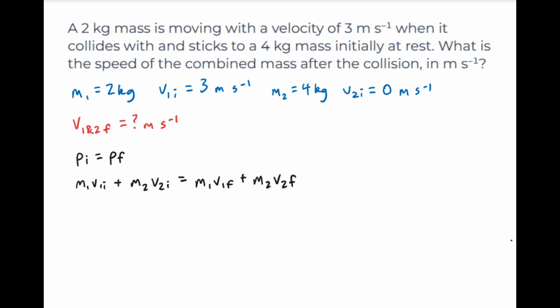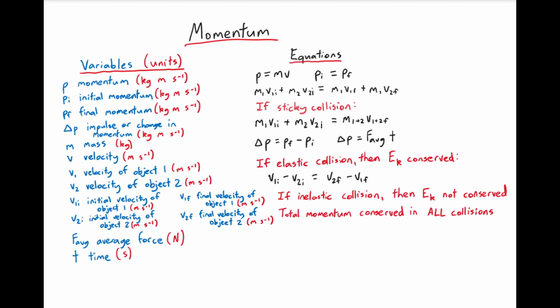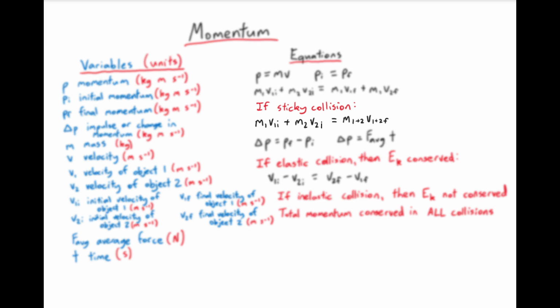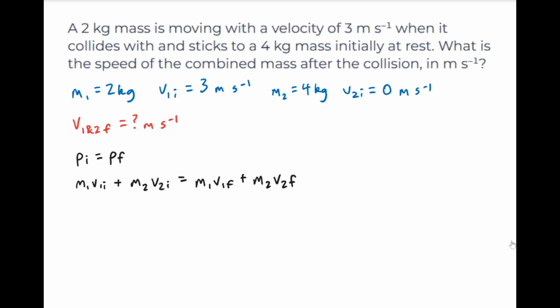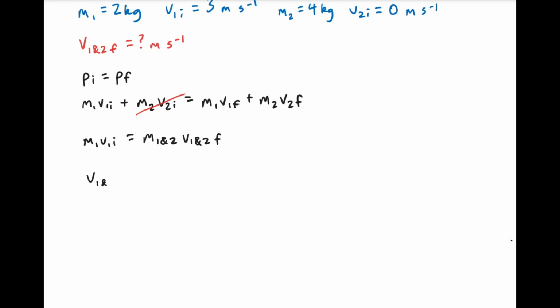In this example, this is a sticky collision where the 2 objects stick together, so we can rewrite it as m1 v1 initial plus m2 v2 initial equals m1 and 2 times v1 and 2 final. Because the initial velocity of the 4 kilogram mass is 0, we can just get rid of m2 v2 initial. m1 and 2 will be the combined mass, 2 plus 4, so m1 and 2 equals 6 kilograms. We want the final velocity, so we will rearrange for v1 and 2 final. Just divide both sides by m1 and 2 to get v1 and 2 final on its own.